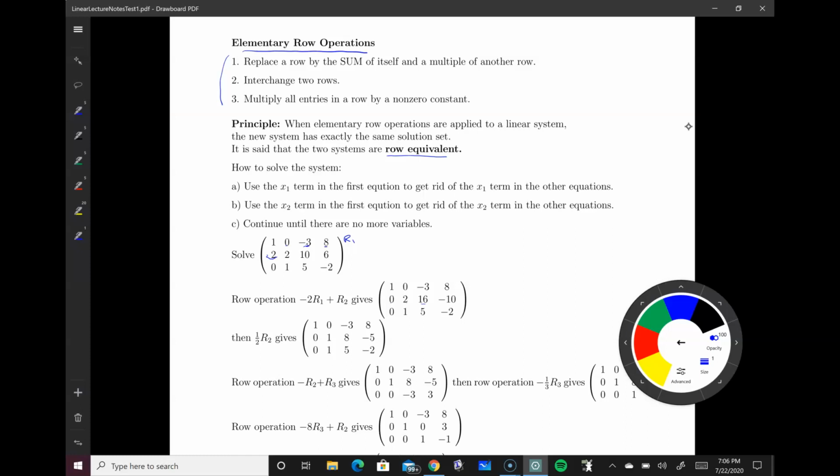Okay, so now that I've got zeros beneath this 1, I'm good there. So now I want to get a 0 beneath this 2.